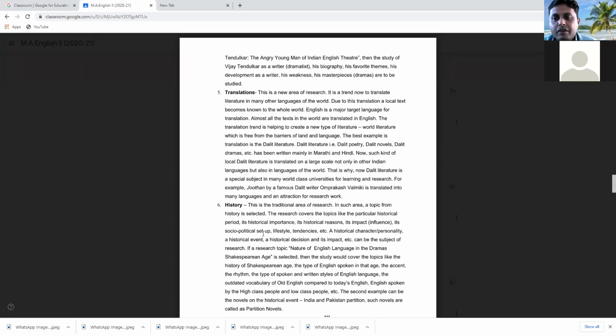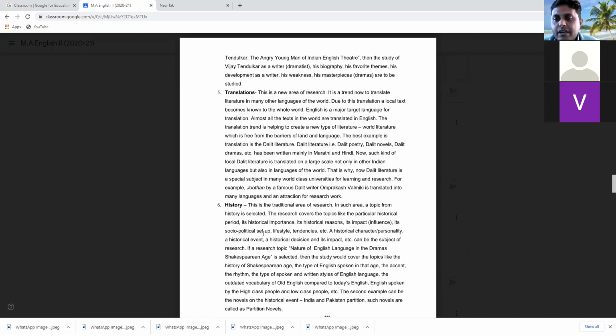So the best example of translation is Dalit literature, right? Most of the Dalit texts and autobiographies have been translated into the English language. Not only into English, but into other languages also. Dalit poetry, Dalit novels, Dalit dramas, etc. are translated from Marathi to Hindi, Marathi to English, right? And that's why many universities in the world have set many Dalit texts in their syllabi.